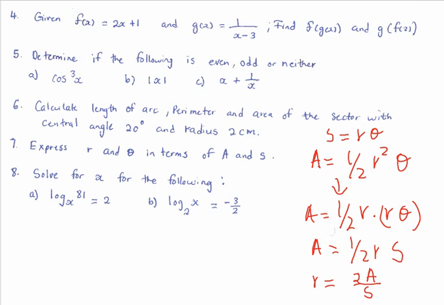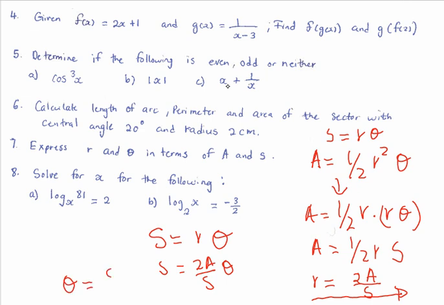Then to solve for theta, you normally just use the equation for arc length and use the solution we got here to replace r. So you're going to have 2a over s times theta equals s, and you multiply by s on both sides and divide by 2a. You're going to have theta equal to s squared over 2a. So these would be the two solutions describing r and theta in terms of a and s.